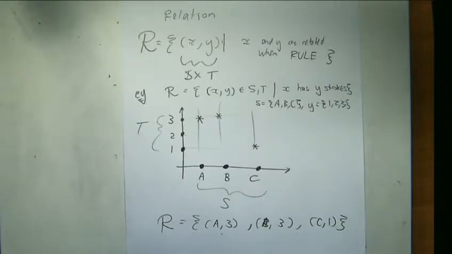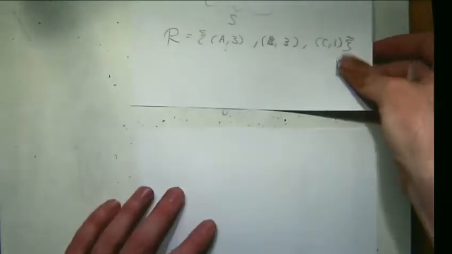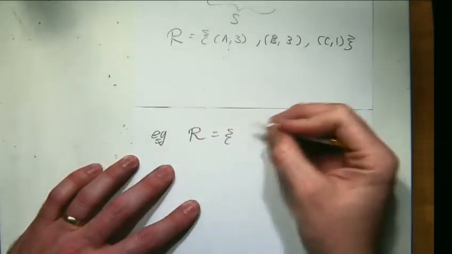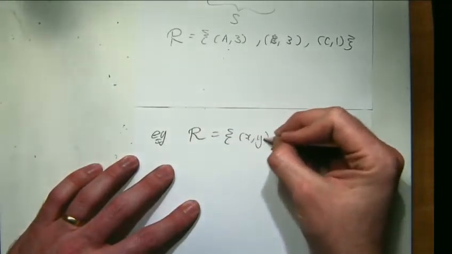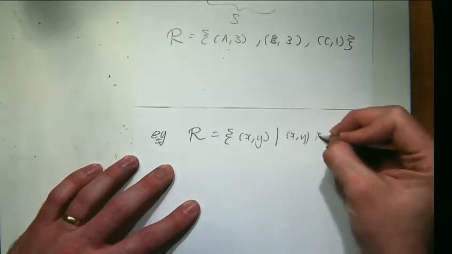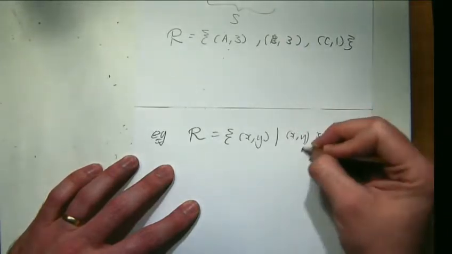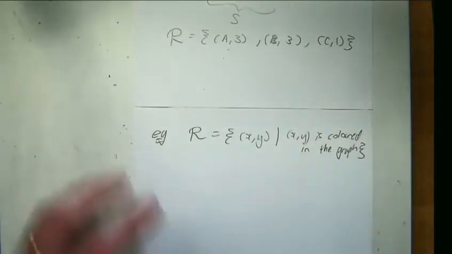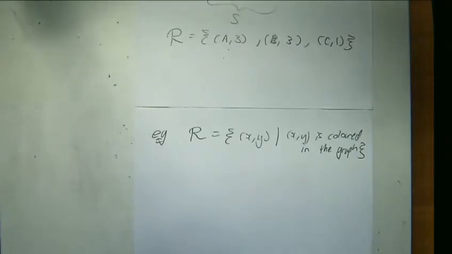So the concept of coordinate geometry is that you start with a list of all the things that are related and you look at it and go, you know what? That's the number of strokes that it takes to write those letters. Awesome, now I have a rule. Okay? So there's this concept here where you can go, for example, R equals the set of x, y such that x, y is coloured in the graph below.